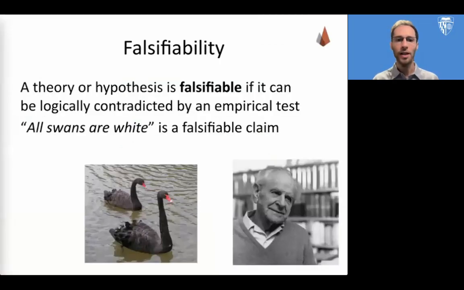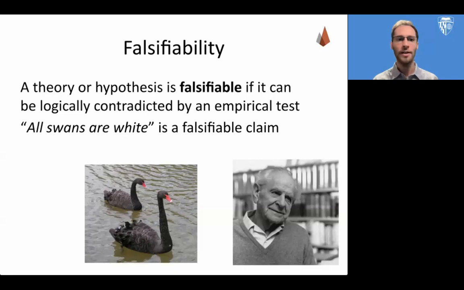So this was the key insight that Popper had. Karl Popper suggested that a theory or hypothesis is falsifiable if it can be logically contradicted by an empirical test. So, for example, the claim that all swans are white is false, but it is falsifiable because the mere existence of black swans proves that it's wrong.